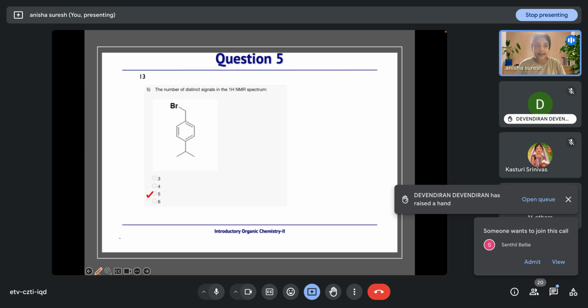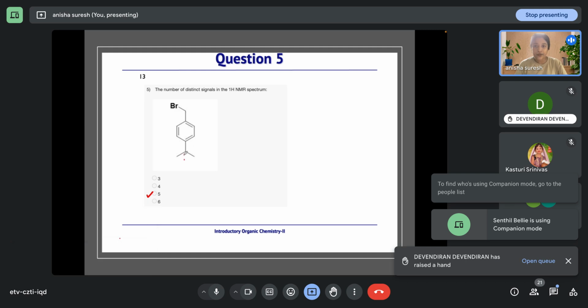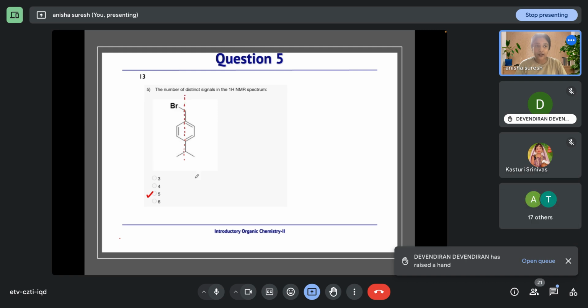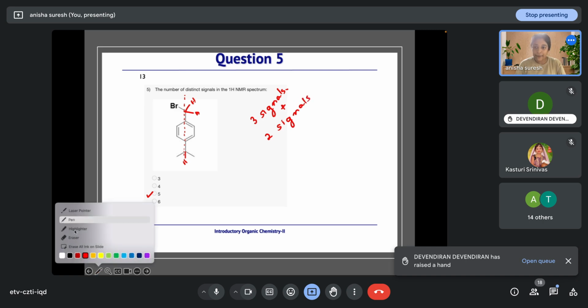Do you have any doubt like this is not symmetrical? So this is a symmetrical compound. Okay, with this axis, these protons will be identical. These protons will be identical, as well as these two CH3s will be identical. So 3 signals will be coming from there. Then here one proton will be there, right? Here one proton will be there, as well as here 2 protons will be there. So it will show separate signals. So 2 plus 2 signals. Total 5 signals will be coming.